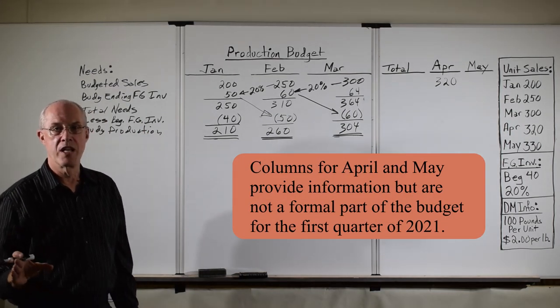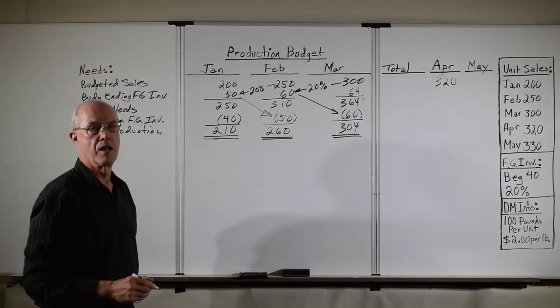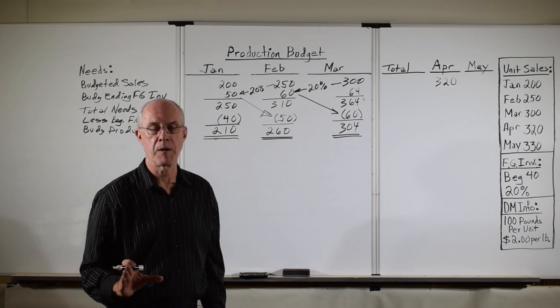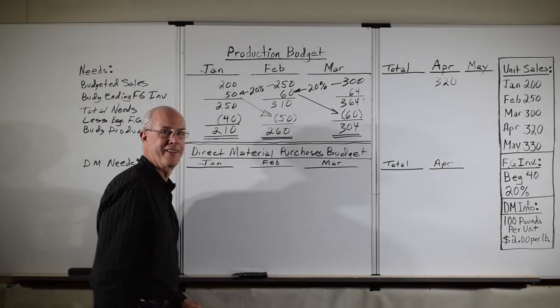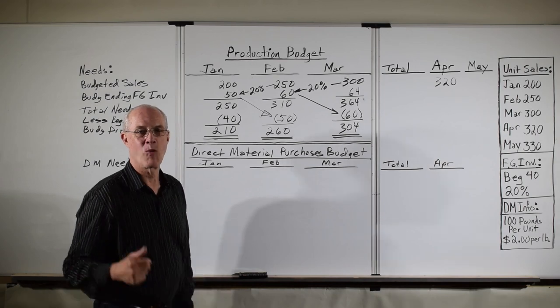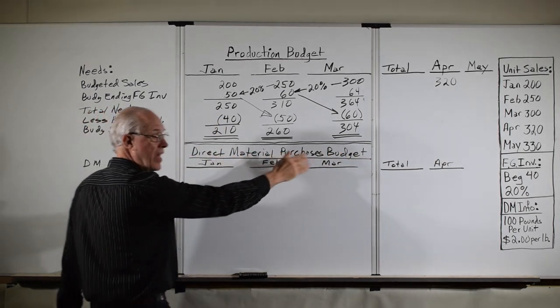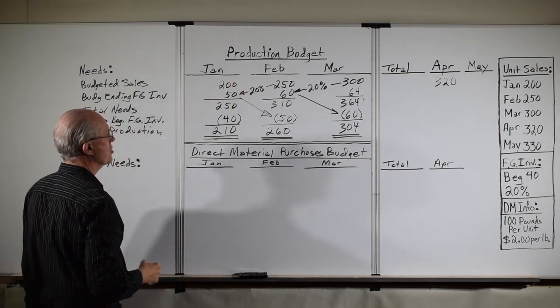The next thing we need to do is the direct material purchases budget. So let's do the direct material budget to see how many pounds of direct material we're going to need to purchase. Okay, so now we're going to do the direct materials purchases budget. I've gone ahead and headed up the statement. It's right below the production budget.